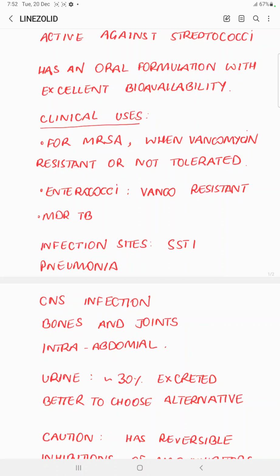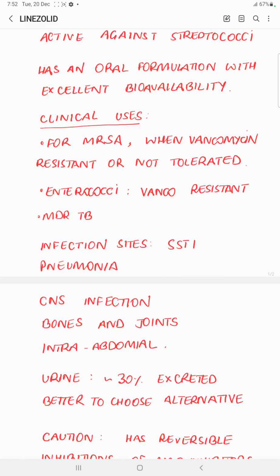But when it comes to very serious gram positive infections, vancomycin is preferred because it has a faster kill rate and also because linezolid is considered bacteriostatic against Staph aureus. It has activity against enterococci, including the ones which are vancomycin resistant. And as we said, for multi-drug resistant tuberculosis.